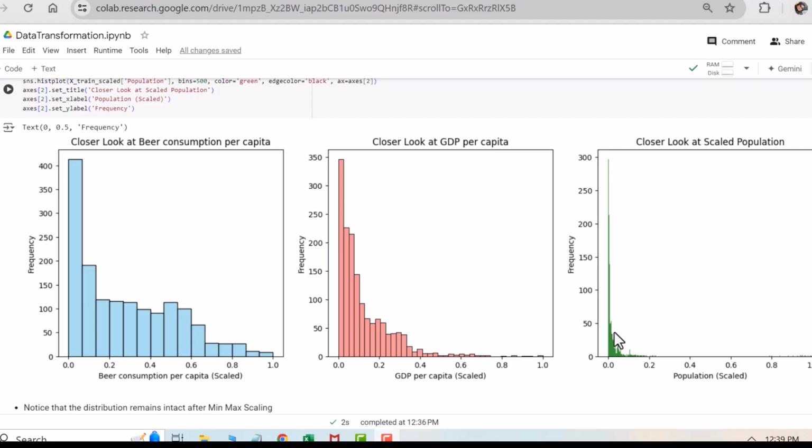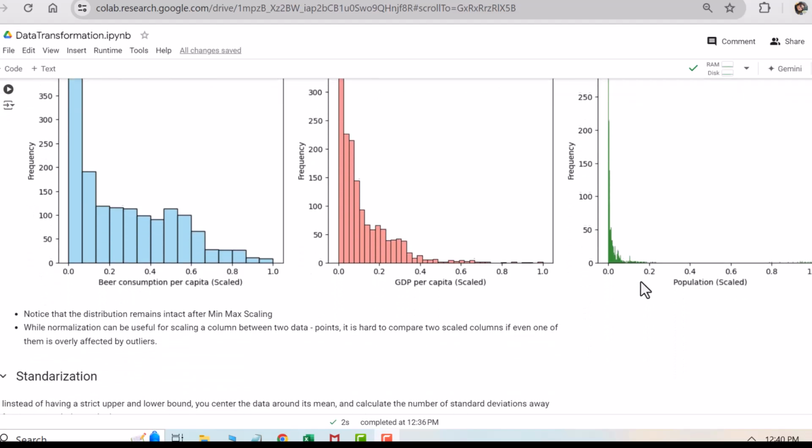But we still have to address one problem. Another problem here with min-max scaling, as we discussed earlier, is that it is using the maximum and minimum value of the data, and if it has outliers, then it is getting overly impacted by those outliers. And if any of these features has outliers, we cannot compare them, right? So let's move to the next solution, which is standardization.